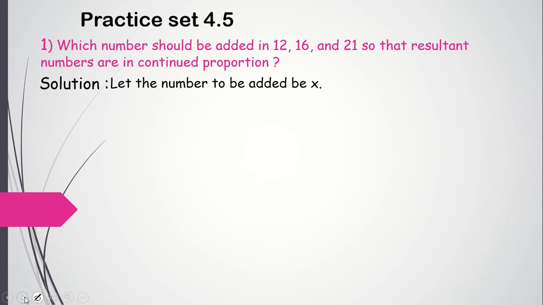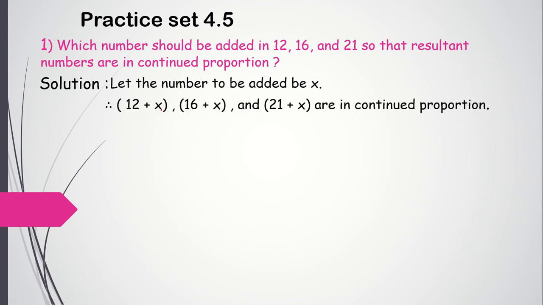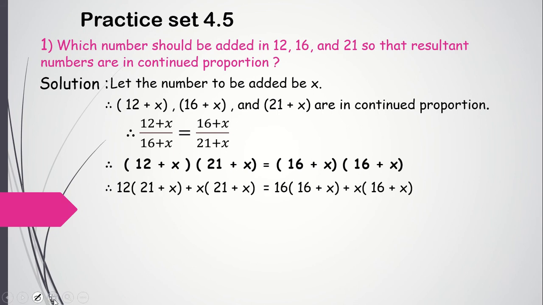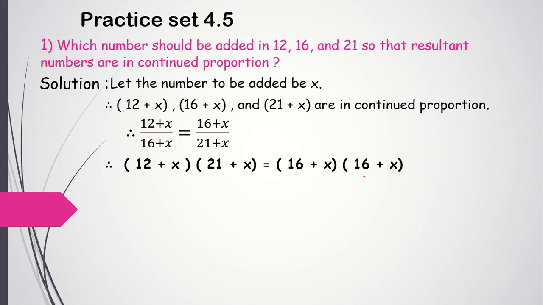Let the number to be added be x. So then therefore 12 plus x, 16 plus x and 21 plus x are in continued proportion. Therefore (12 plus x) upon (16 plus x) is equal to (16 plus x) upon (21 plus x). So therefore now we cross multiply here. Now this is (16 plus x) into (16 plus x), so that is (16 plus x) square actually. Now we can use formula (a plus b) the whole bracket square here, or we can multiply the both the brackets like how we are going to do here, same way.